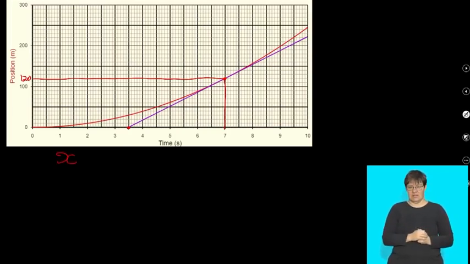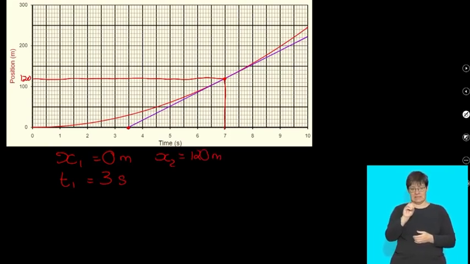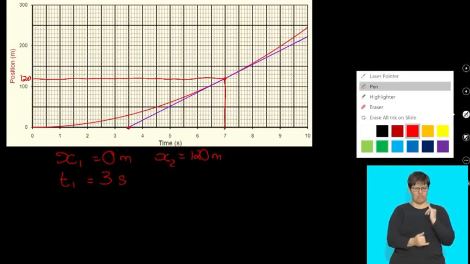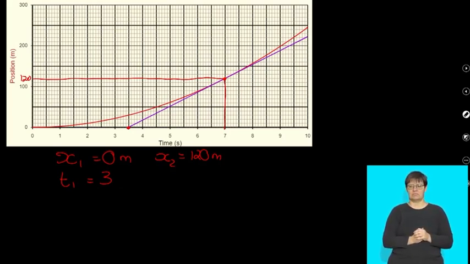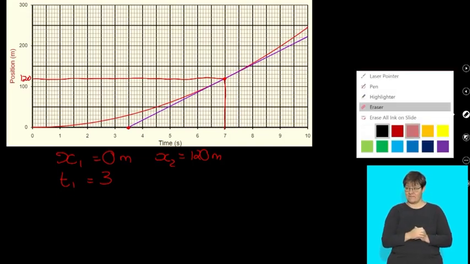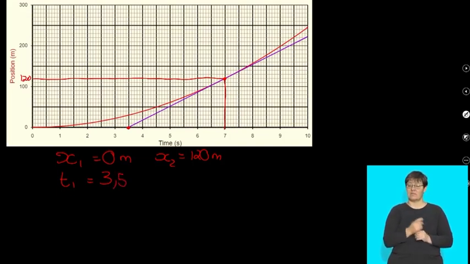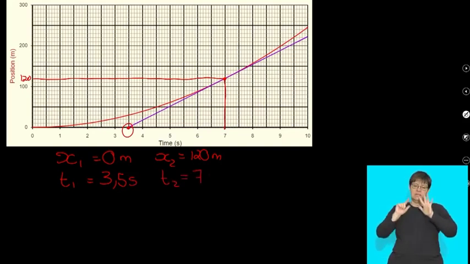So my first position is 0, and my first time is 3. So that's 0 meters, that's 3 seconds. My second position is here, and we just saw that that's 120. And oh, no, that's not 3. If you look at that, that's wrong, actually. I'm hoping some of you noticed that's not 3. That's actually 3.5. So let's make sure we write it down right, otherwise we're going to get the wrong answer. Do you see that? It's 3.5. Be careful, okay? My second time, we said, was 7 seconds.